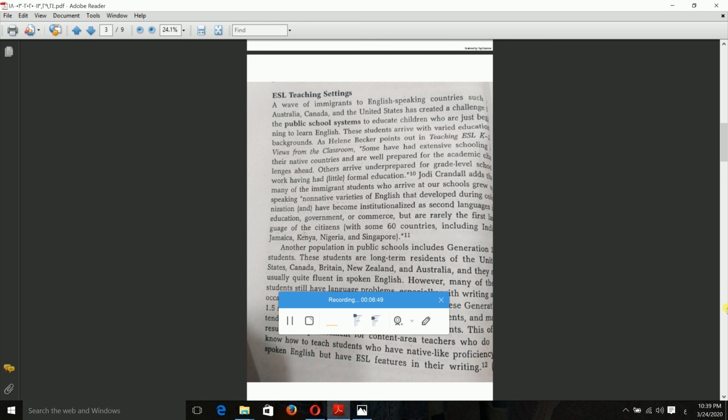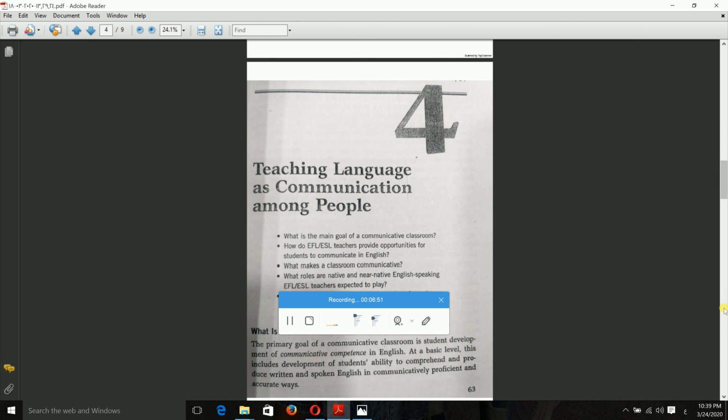Let us move to another chapter, Chapter 4, Teaching Language as Communication Among People. What is the primary goal of a communicative classroom? The primary goal of a communicative classroom is student development of communicative competence in English. The main purpose of teaching English in a communicative classroom is communicative competence.